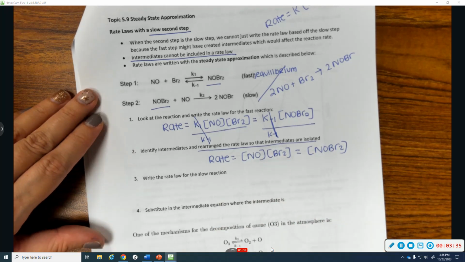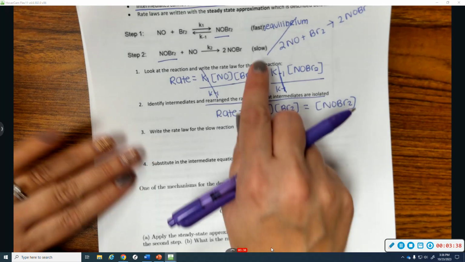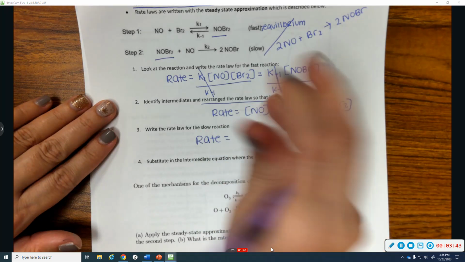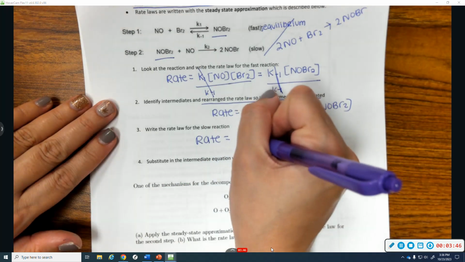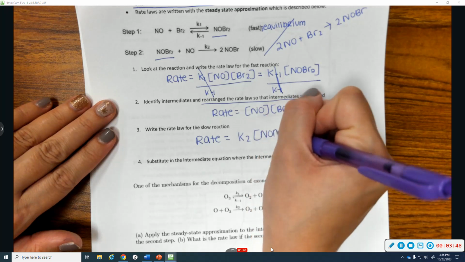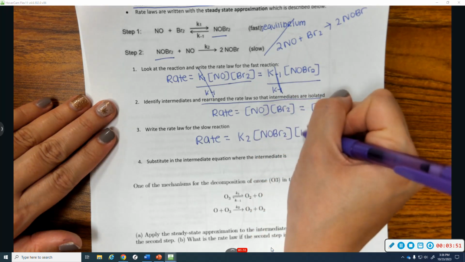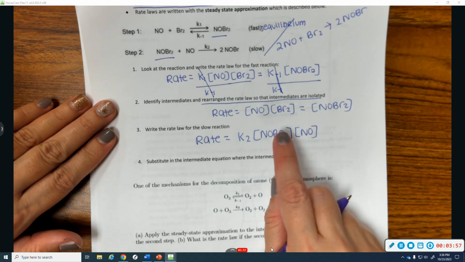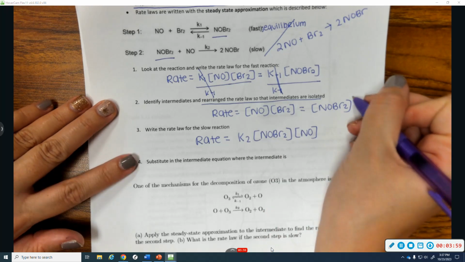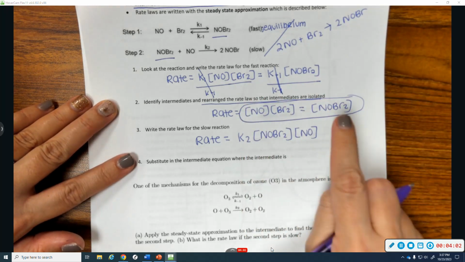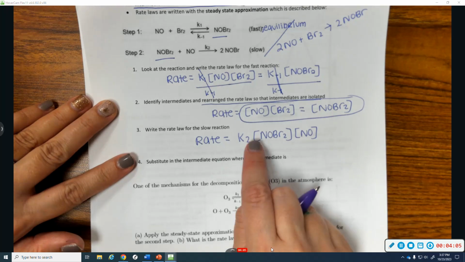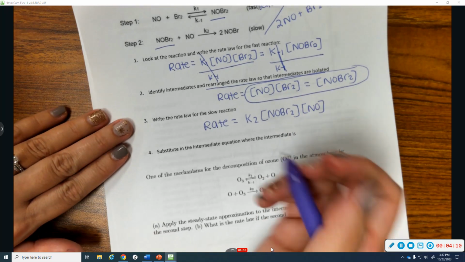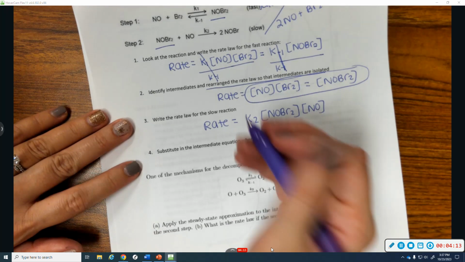Step 3, write the rate law for the slow reaction. Rate equals k2 times NO(Br2) times NO. Now, again, as we said earlier, you cannot have an intermediate in a rate law. But I know now from step 2 what NO(Br2) equals. So instead of writing NO(Br2) right here, I'm going to write what it equals up above. So we substitute in what the intermediate is equal to.